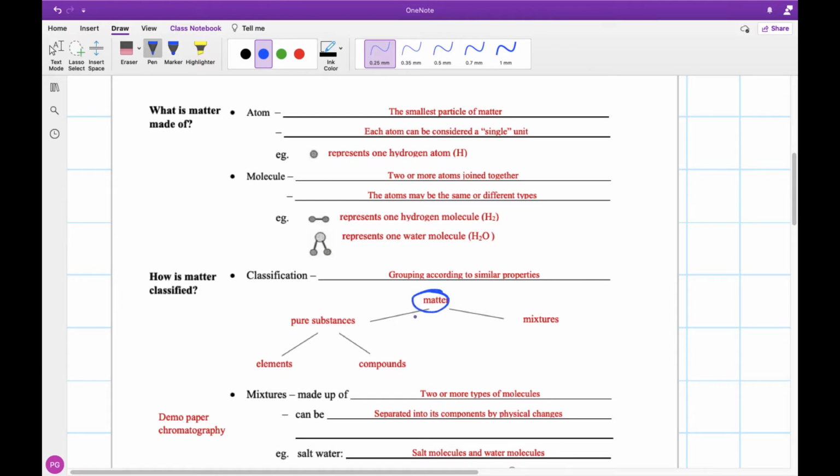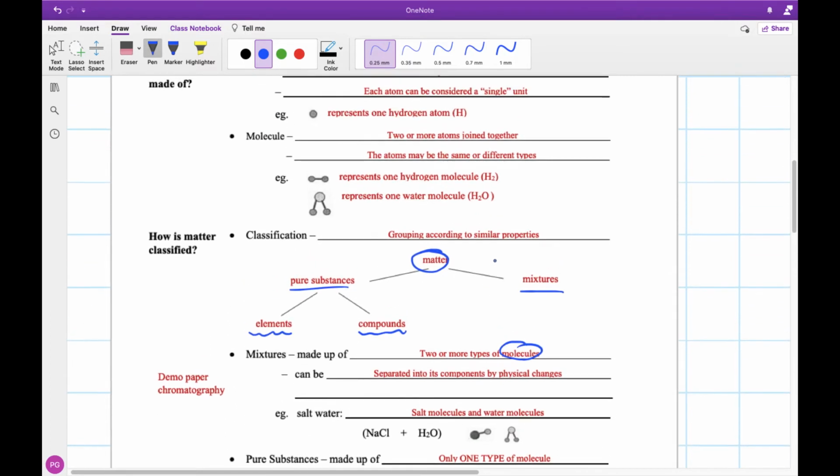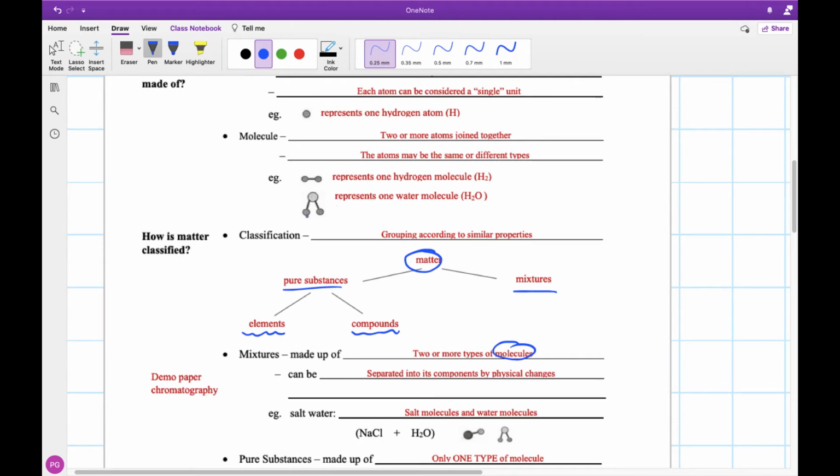So if this is our main category as matter, there are 2 main categories, mixtures and pure substances. And these pure substances are broken down into elements and compounds. Mixtures, so that's this side over here, are made up of 2 or more different types of molecules. So for instance, if we just have water, that isn't a mixture, but if we had some water and some hydrogen here, so this molecule and this molecule mixed together, that would be a mixture. And a mixture can be separated into its components by a physical change.